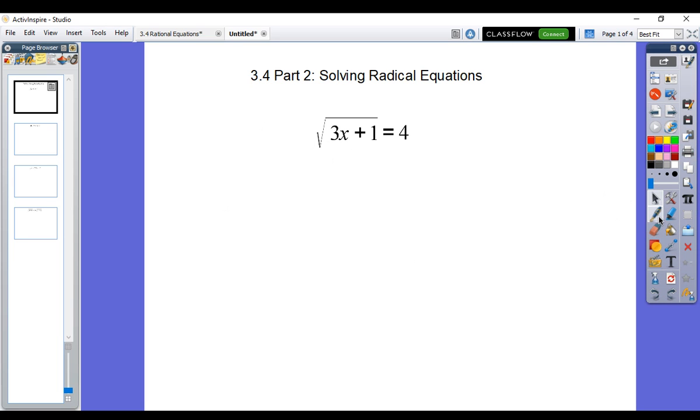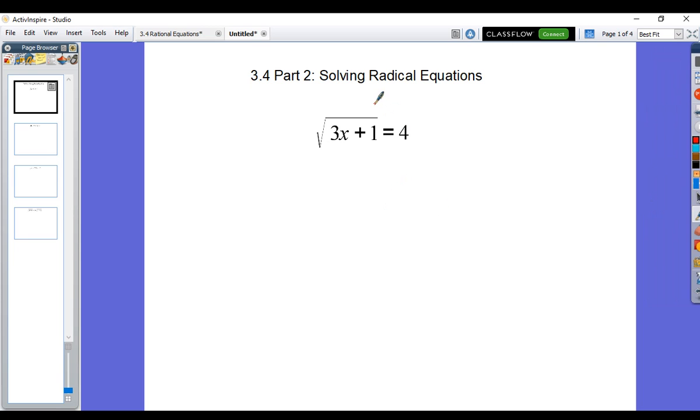Now to get rid of radicals, well, we talked about this before. To get rid of a radical, you have to square that whole side. When we square this side, it cancels out this radical. But what you do to one side, we have to do to the other side. So that's what we're doing here. We're practicing this. So when we square this side right here, and we square this side over here, the radicals cancel each other out, leaving me just the 3x plus 1.